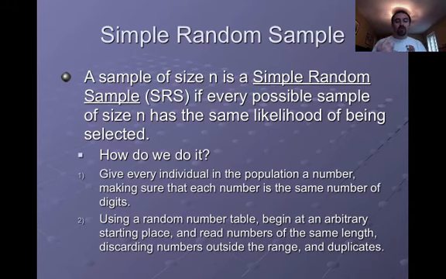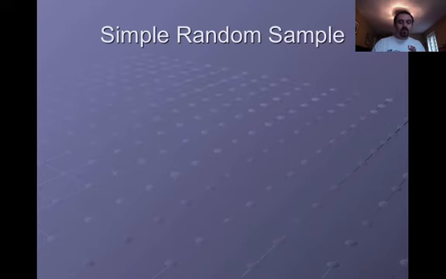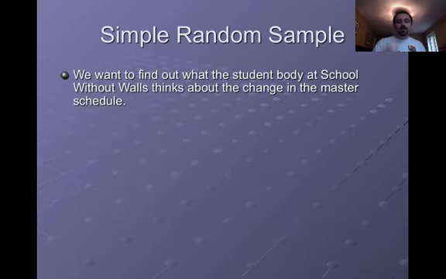We're going to skip over and discard numbers outside the range and duplicates. I'm not going to select person 1,882 twice. And that's it. That's a simple random sample. We're going to do some practice of those later.